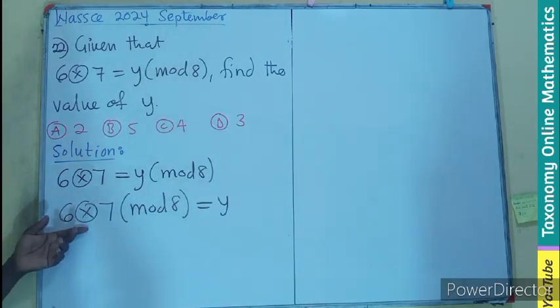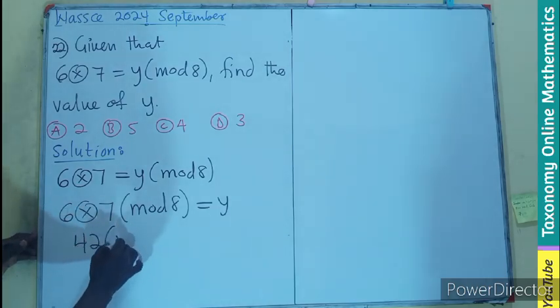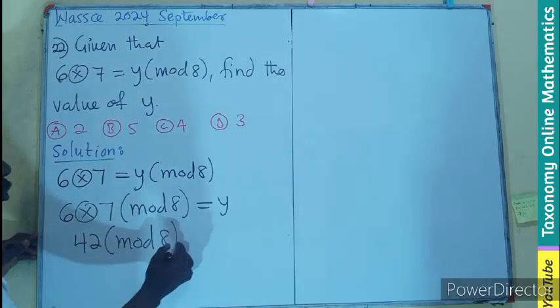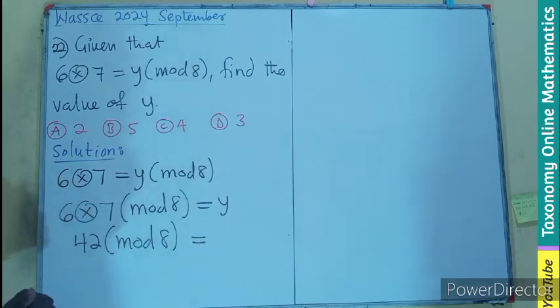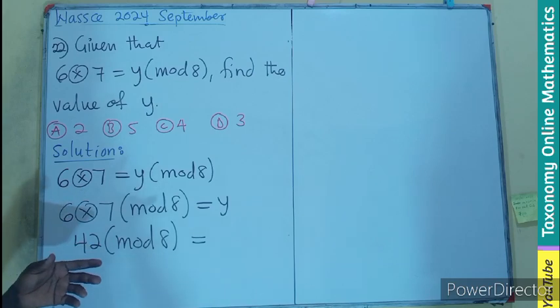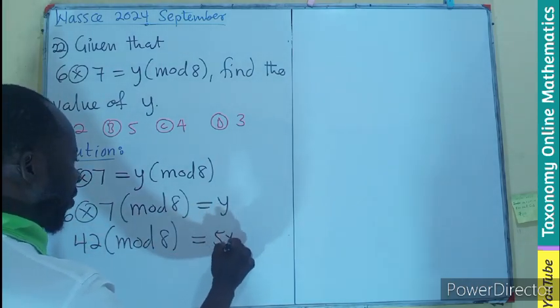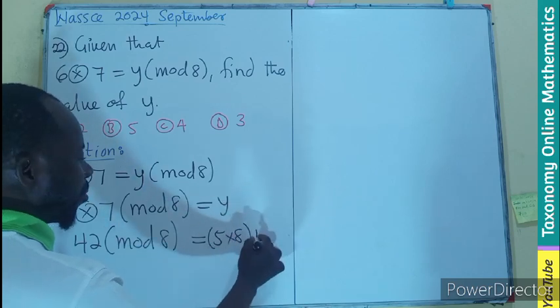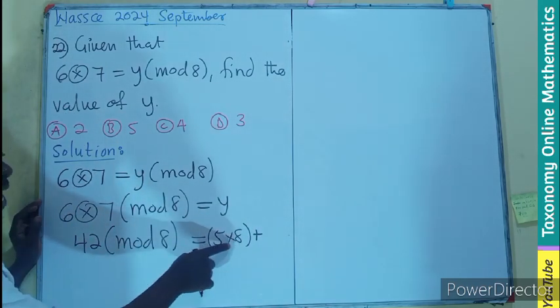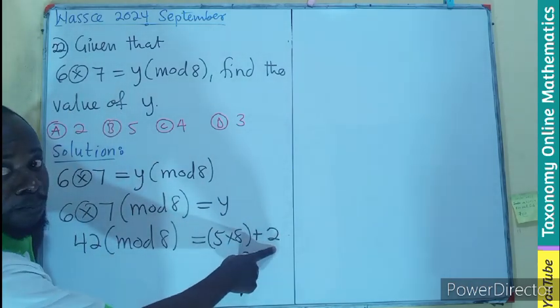Meaning, if you find the product of 6 and 7, which will give you 42, and operate that in mod 8, what will you get? Meaning 42 divided by 8. So in this case, we are going to have 40, right? So I'll be having 5 times 8 plus what? 5 times 8 will give us 40. If I add 2, this is the remainder, right?